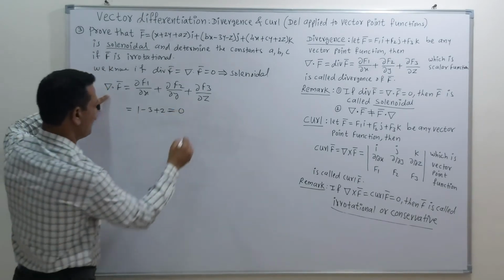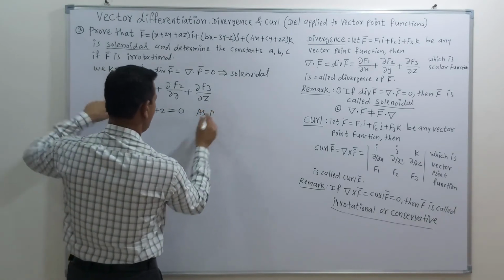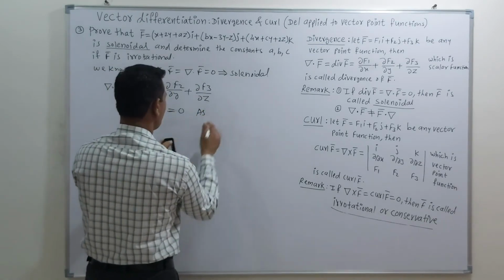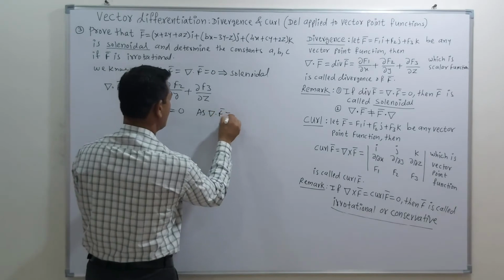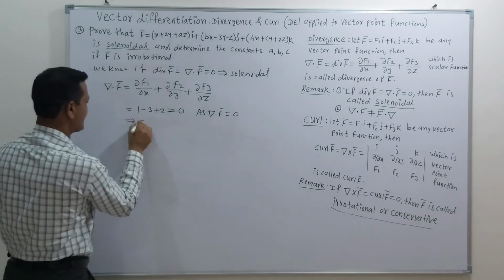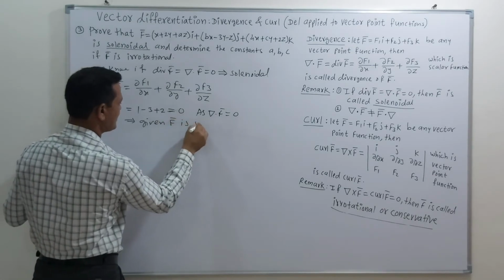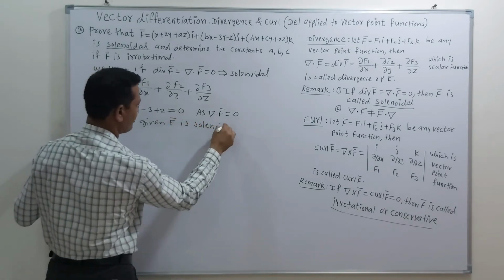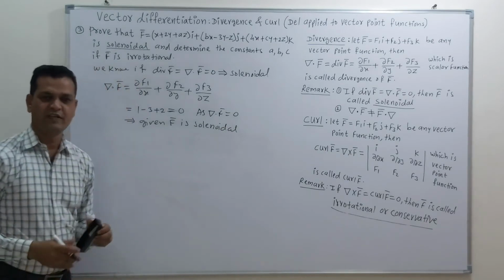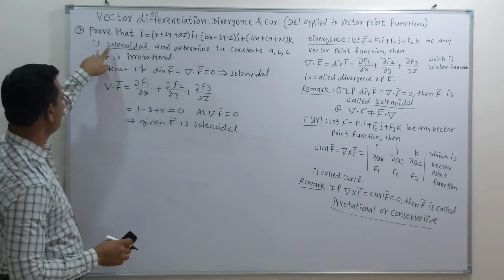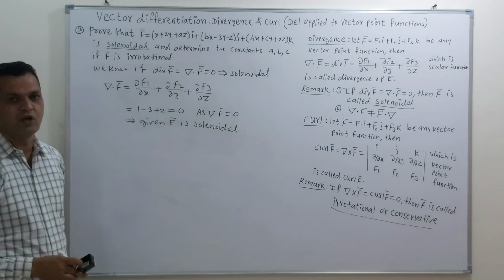So as the value of del dot f bar is equal to 0, we can write del dot f bar is equal to 0. So this implies that the given f bar is solenoidal. So this implies that the given vector field f bar is solenoidal. So this is the answer to the first part of this question.